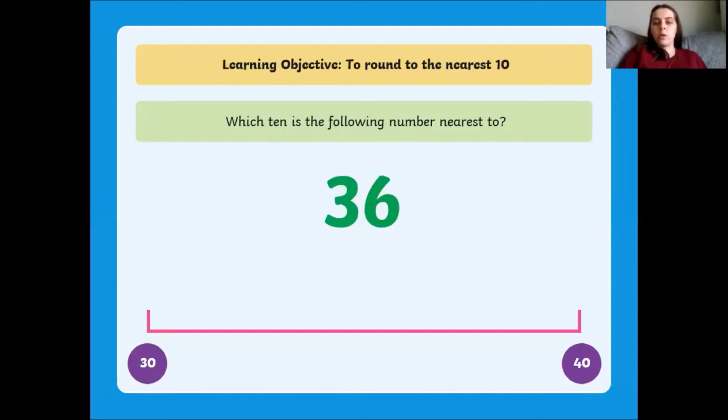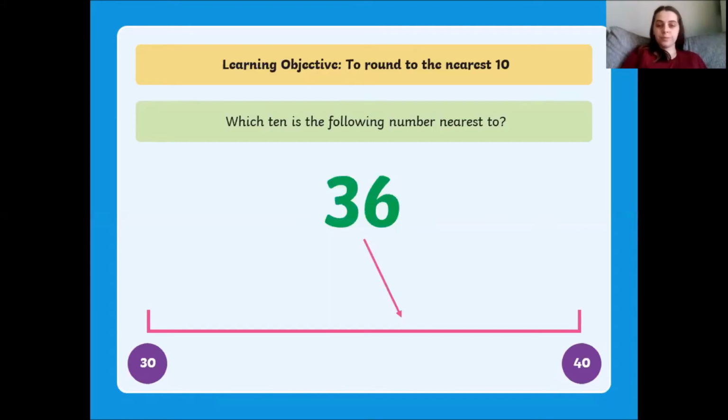If I put that on the number line, that's where it would be. So now it is labelled on the number line. I always visualise halfway. Halfway is 35. 35 and above would be closer to 40. 34 and less would be closer to 30. Well, 36 is above 5. It's in that 5, 6, 7, 8, 9 category, isn't it? It's above 35. It's past halfway. It's closer to 40, meaning the 10 that it's nearest to is 40.